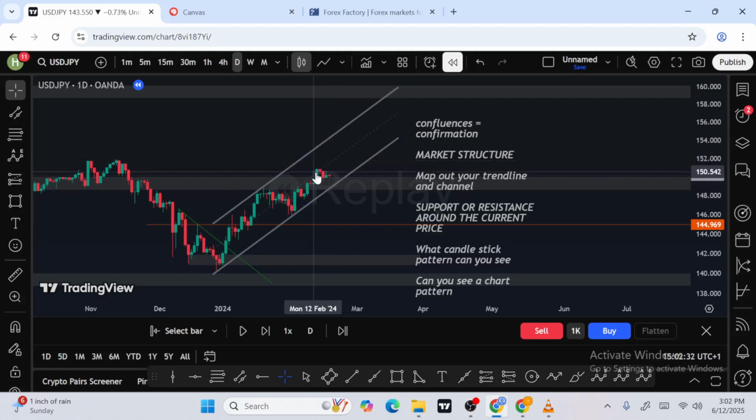Now, if you can see this on a smaller time frame, this guy will be giving you a what? What chart pattern? Now, the last one is saying that can you see a chart pattern? This one is saying what candlestick pattern can you see? Now, the first one is what candlestick pattern can you see? A bullish engulfing or a bullish marubozu. Now, the next one say, can you see a chart pattern? Yes, I can see a chart pattern. What chart pattern can I see? A symmetrical triangle. It's on daily time frame.